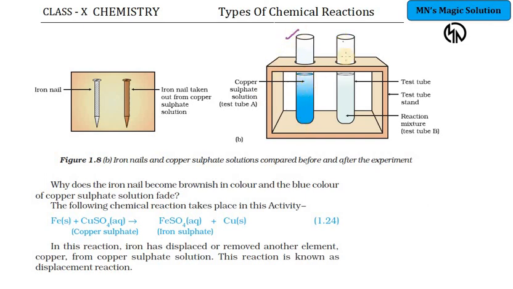After some time, the solution's color fades. Here it has faded, right? And when the iron nail is taken out from the copper sulfate solution, how is it? It is brown in color. So the iron nail becomes brownish in color and the blue color of copper sulfate solution fades. These are the color changes which happen in this particular displacement reaction.